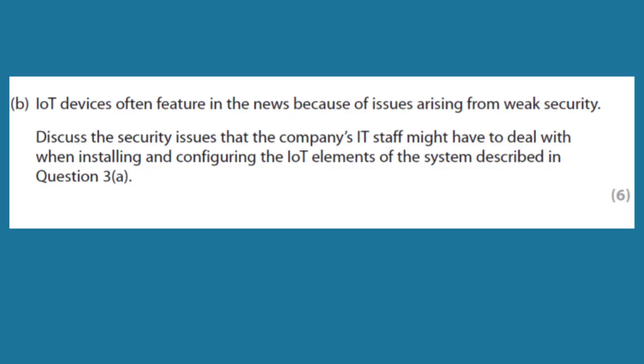The second part of the same question is this. IoT devices often feature in the news because of issues arising from weak security. Discuss the security issues that the company's IT staff might have to deal with when installing and configuring the IoT elements of the system described in question 3.8. Okay, so the elements of the system are the voice sensor, the video camera, the lock, exterior light, the motion sensor, and the IoT server. So we can think about these elements, and we can think about the issues that arise when installing and configuring the IoT elements. So we can add any security issues that impact when setting up the system from these elements.